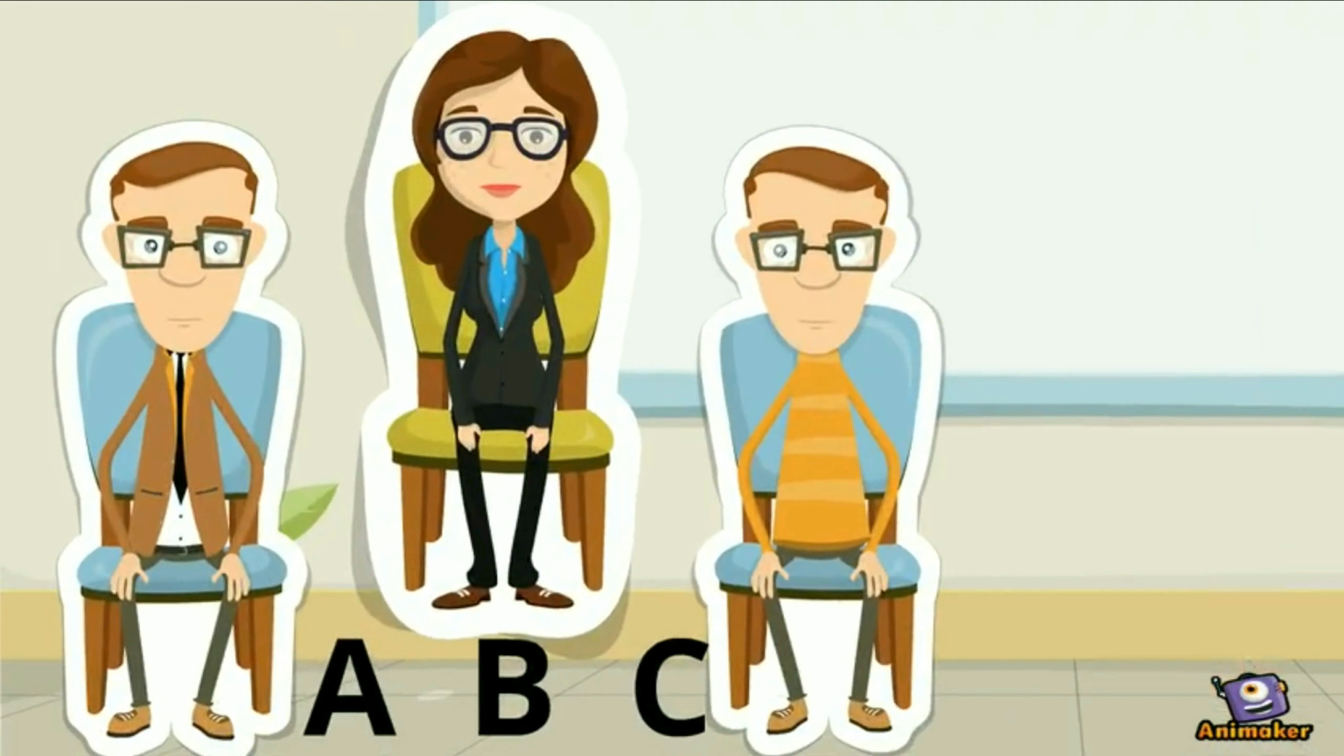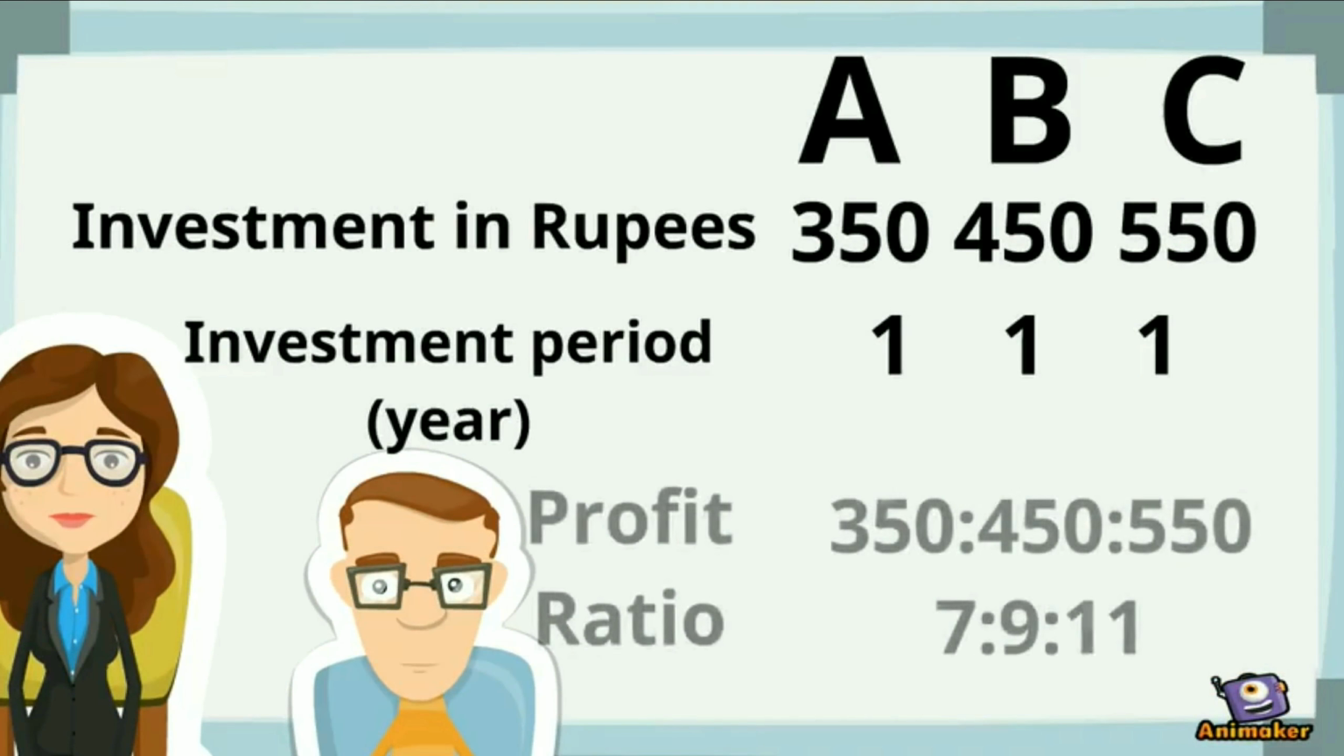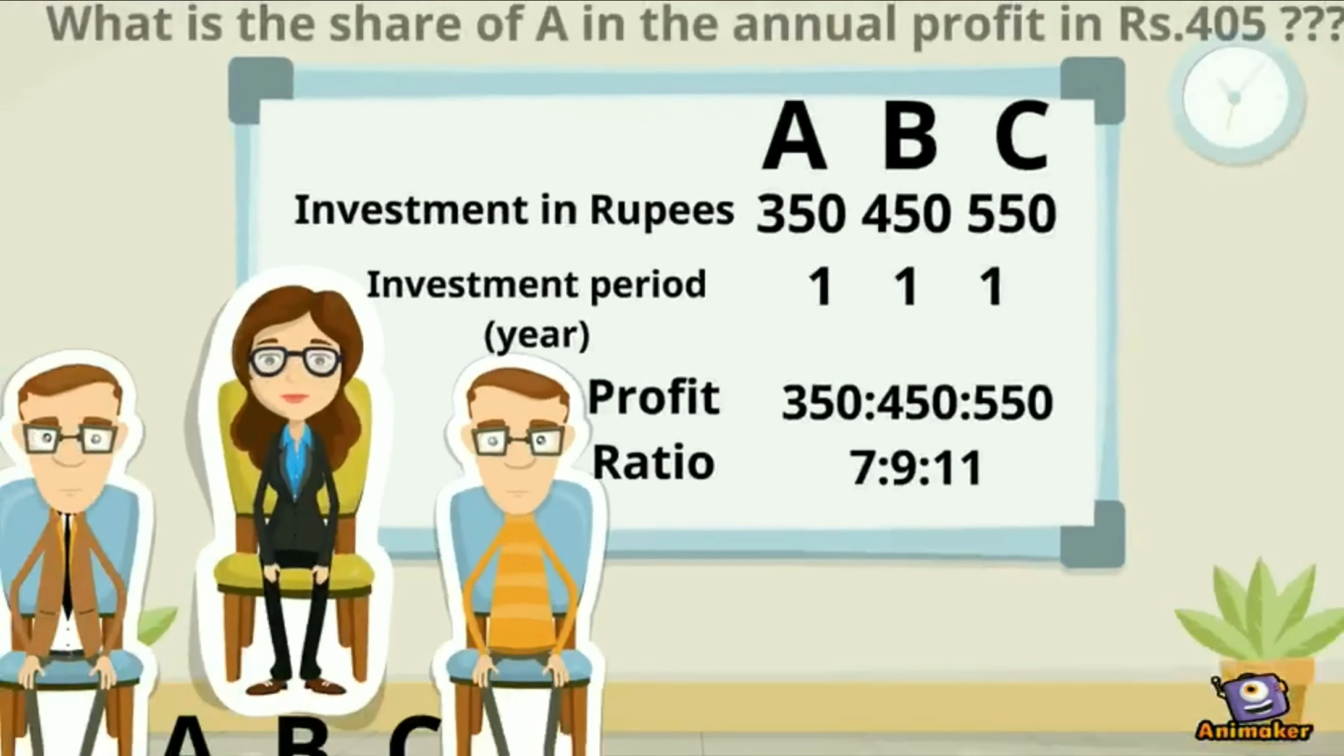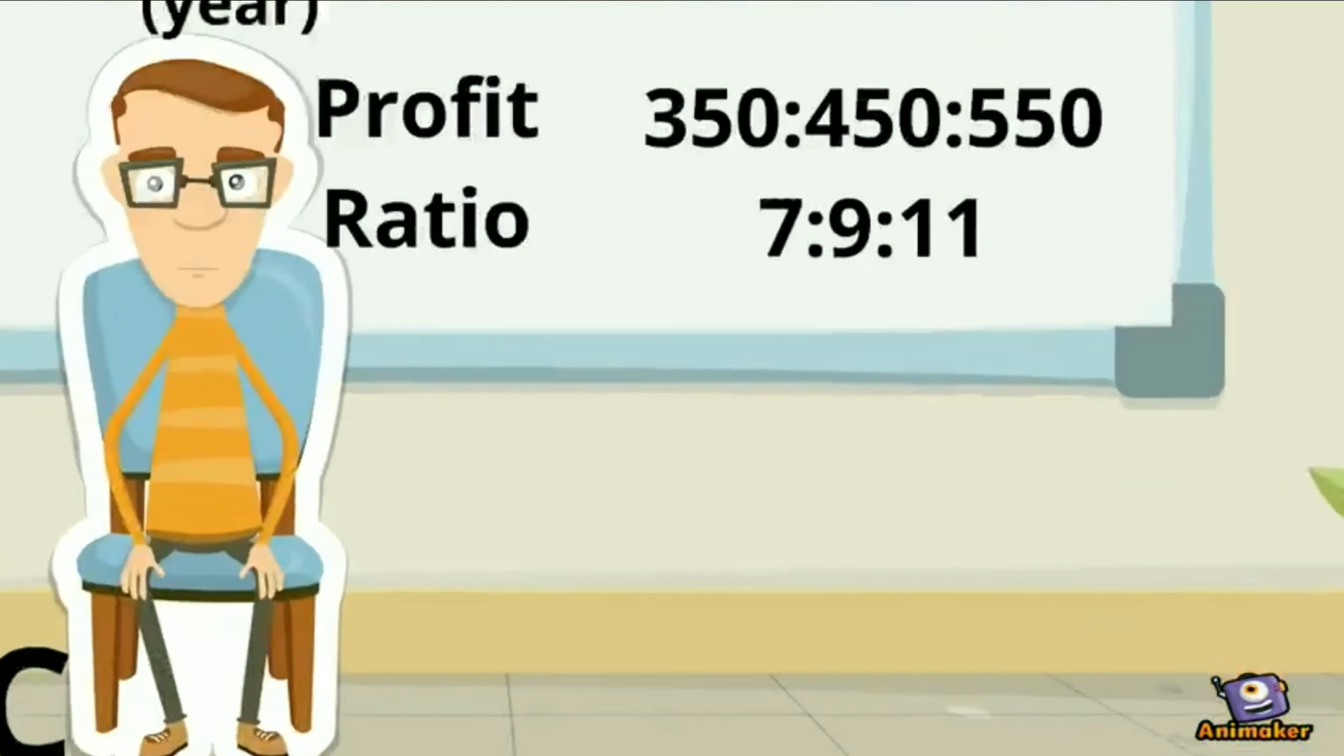We can also use this ratio in the concept of partnership. It's greatly used in partnership. Let me show you how it is used; please look at this example, and at the last I will explain it to you. A, B, and C enter into partnership with the amounts of 350, 450, and 550 for 1 year. The ratio would be 7:9:11.